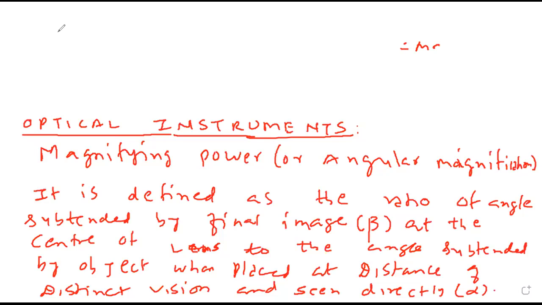Therefore, magnifying power M.P. equals beta upon alpha. So ratio of angle subtended by the final image at the center of lens to the angle subtended by the object when placed at distance of distinct vision and seen directly is called as magnifying power. So beta upon alpha is the formula. Write down.